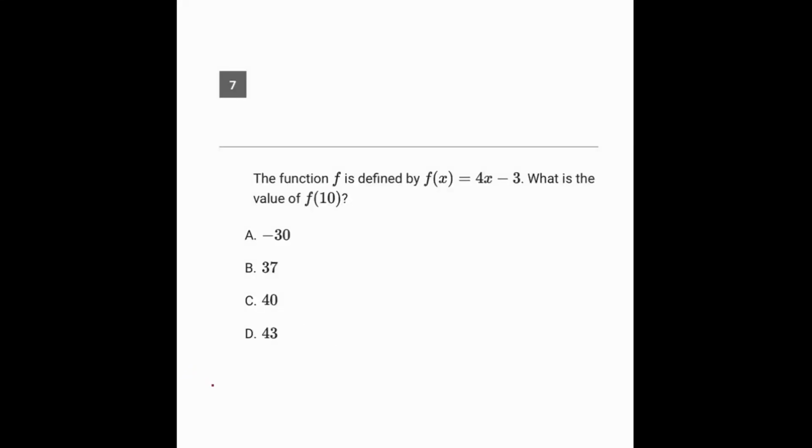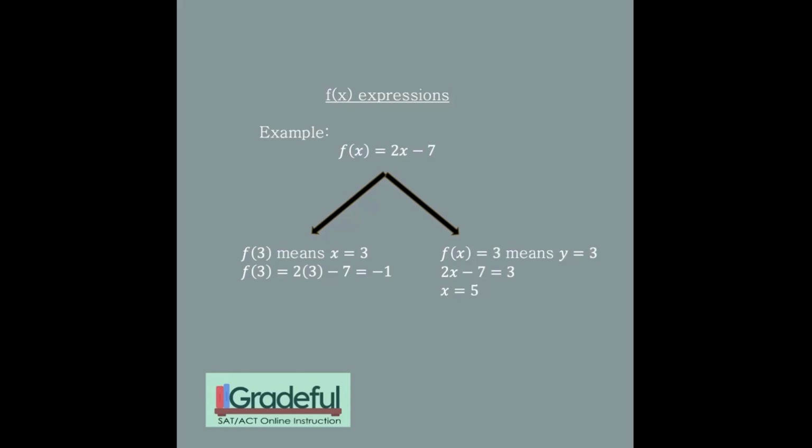Now we're going to question 7, and here you have an f of x operation, and these are surprisingly challenging for people. So let's review real quick. If you have an f of x expression like this one, if you see f of a number, in other words, there's a number in the parentheses, you set x equal to that number. So in my example, it would be 2 times 3 minus 7. But if, on the other hand, you see f of x, or g of x, or h of x, equal to a number, that means y is that number. So you set the whole thing equal to that number.